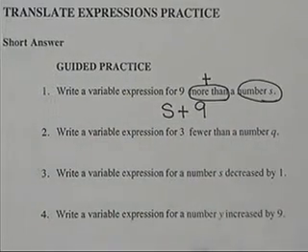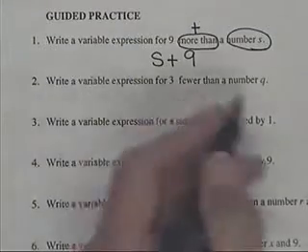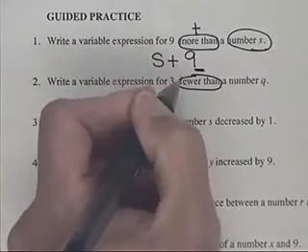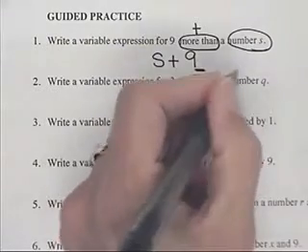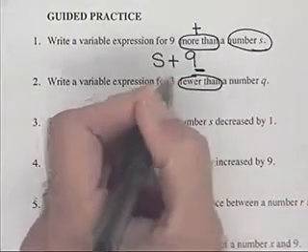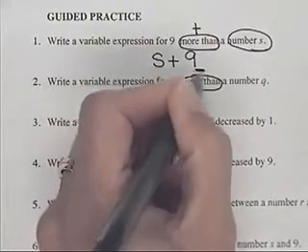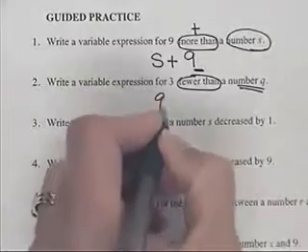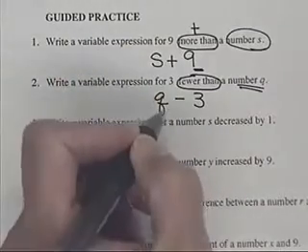Number 2 says write a variable expression for 3 fewer than the number q. Fewer than means we're going to subtract or take away. And once again, if I have $3 fewer than you do, we'd have to take how much you have and subtract 3 to find out how much I have. When I have three fewer than something, I have to start with something, q, and take away 3 for it to be fewer.